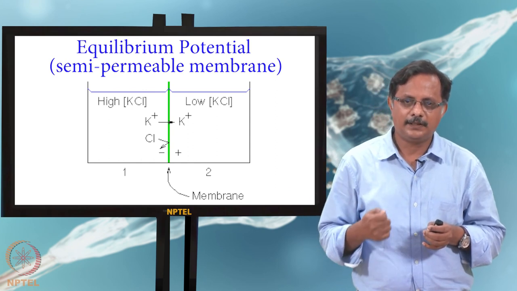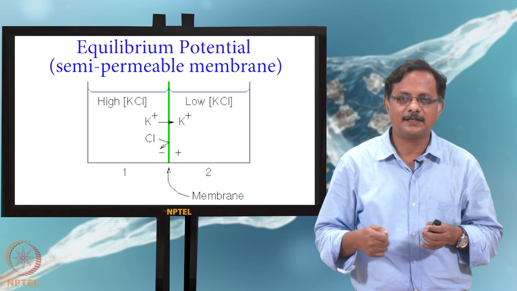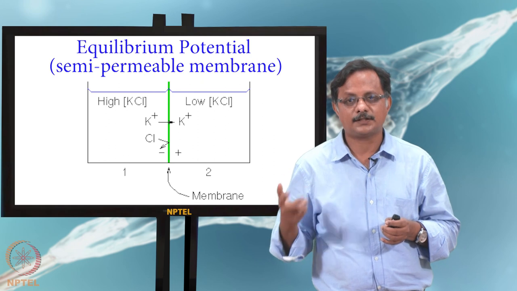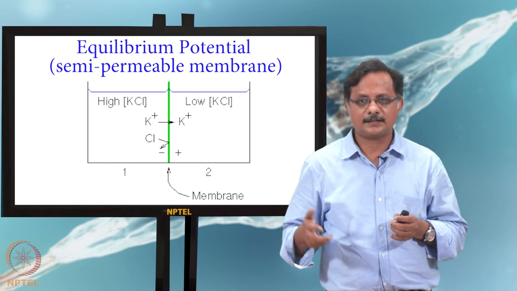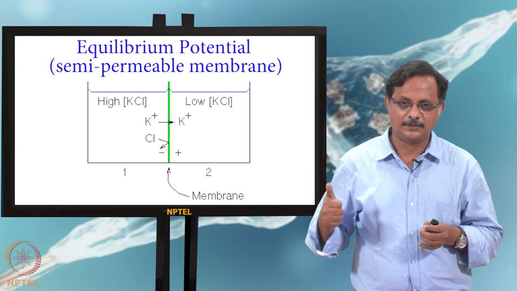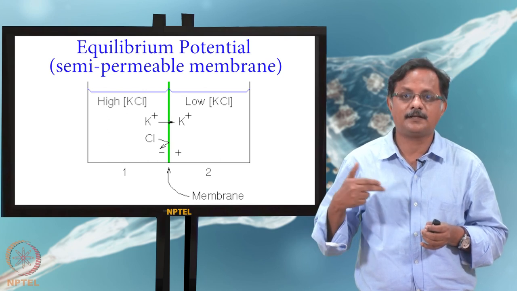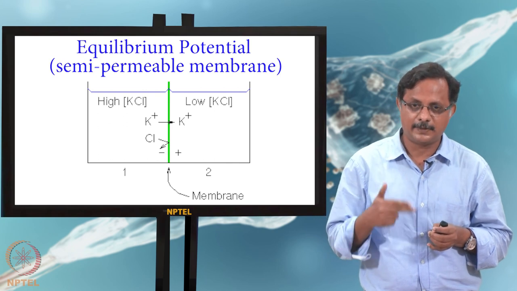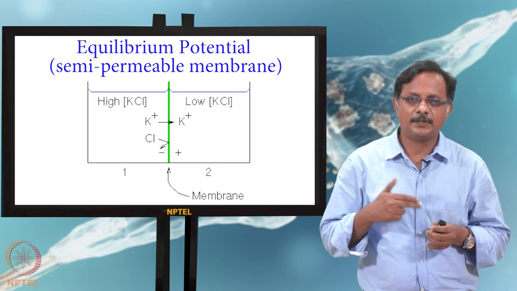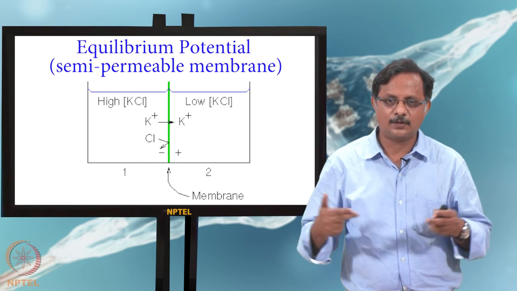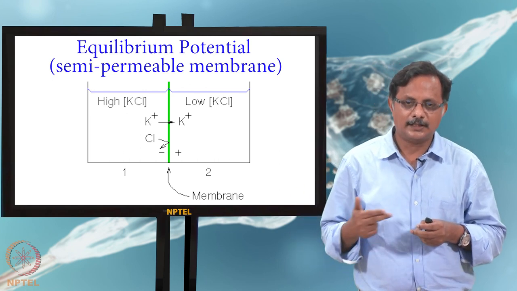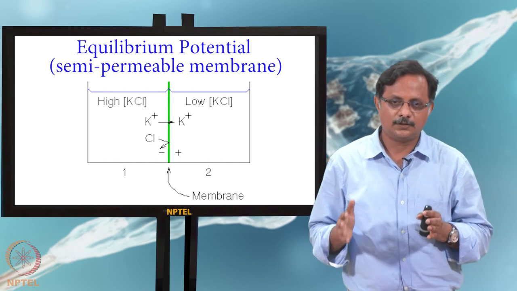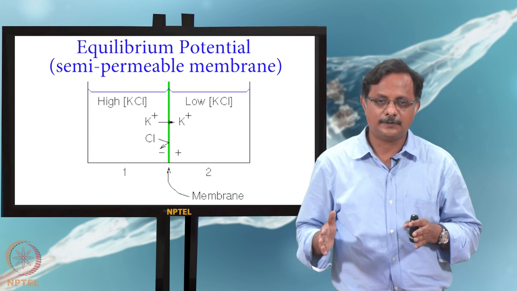But as this keeps happening, the potassium ions keep building up on the right side, creating a positive charge and therefore increasing the voltage on the right compartment. This creates an electrical gradient which counters the pre-existing chemical gradient. At some point the chemical gradient and the electrical gradient exactly counteract each other and annul each other. At this point there won't be any further flux of potassium from left to right, so the system has reached equilibrium.